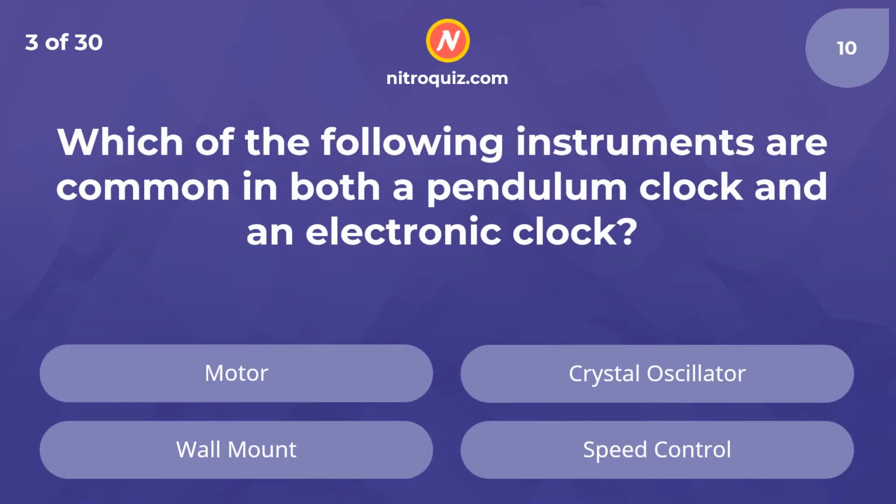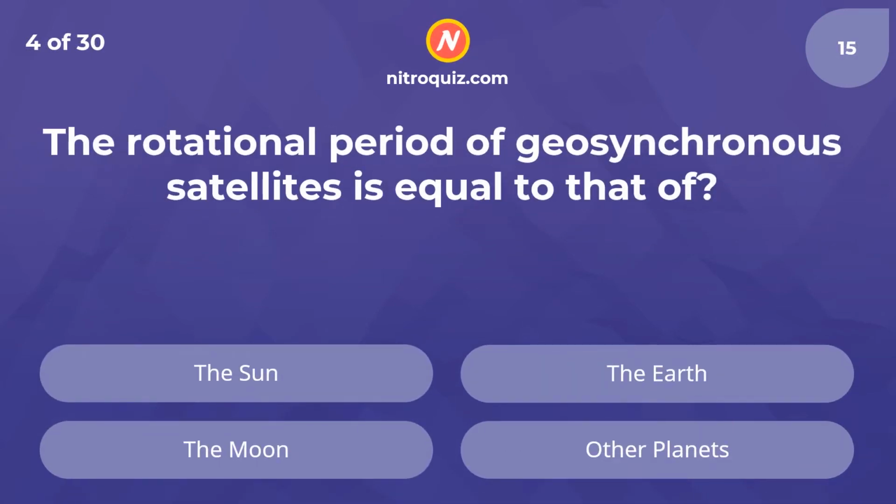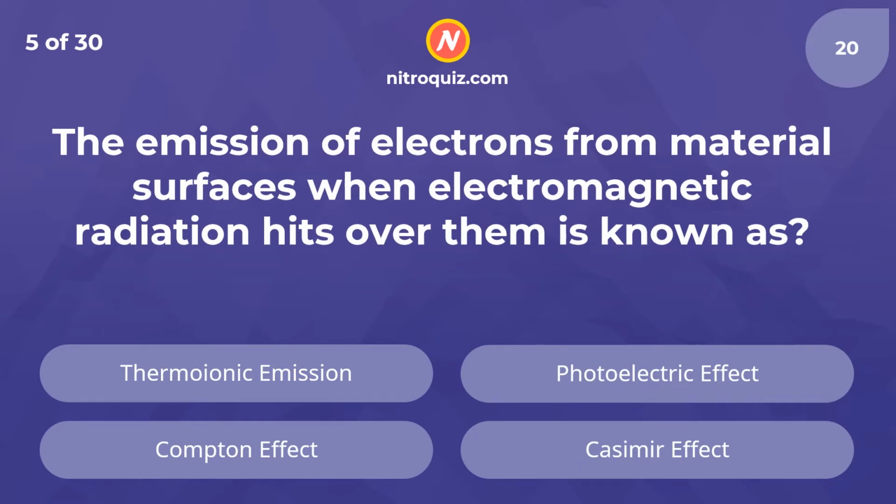Which of the following instruments are common in both a pendulum clock and an electronic clock? Answer is, crystal oscillator. The rotational period of a geosynchronous satellite is equal to that of... 2 years. The emission of electrons from material surfaces when electromagnetic radiation hits over them is known as... 1. Photoelectric effect.